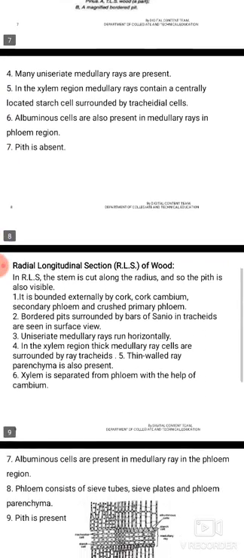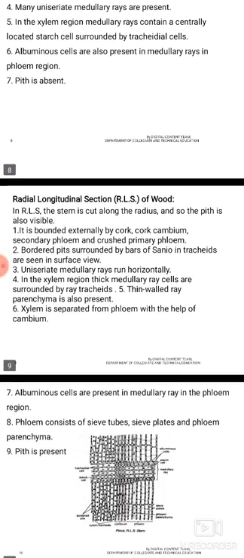Coming to the radial longitudinal section of wood or secondary xylem. In RLS, the stem is cut along the radius, so the pith is visible. It is bounded externally by cortex, cork cambium, secondary phloem, and crushed primary phloem.